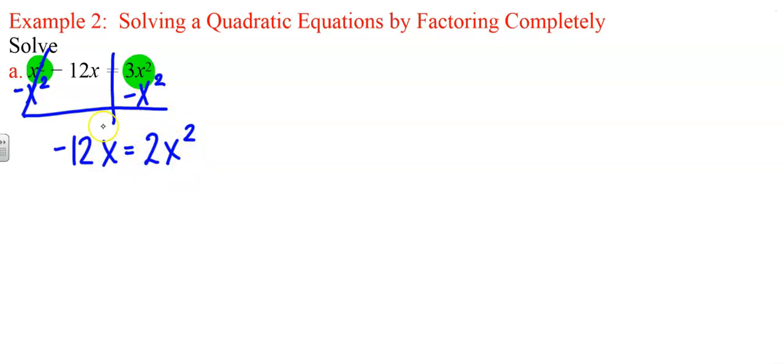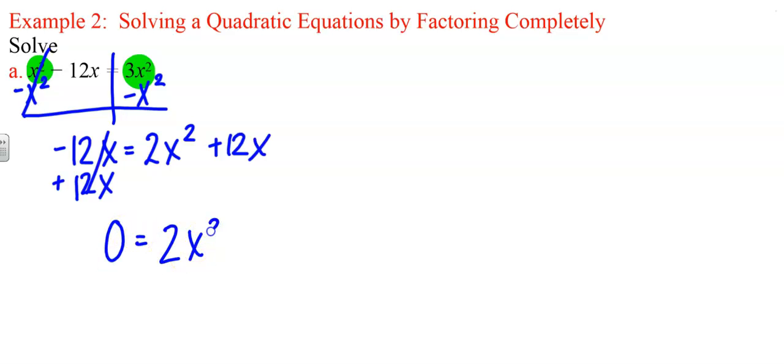Now we still need to get it equal to 0, which means we need to continue to move things over. So I need to move the negative 12x over by adding 12x, and now I get 0 equals 2x squared plus 12x. And again, I see that I have two terms. With these two terms, our first step for any type of factoring is a GCF. Start with your numbers, 2 and 12. What can I divide both 2 and 12 by? Both of them are divisible by 2.